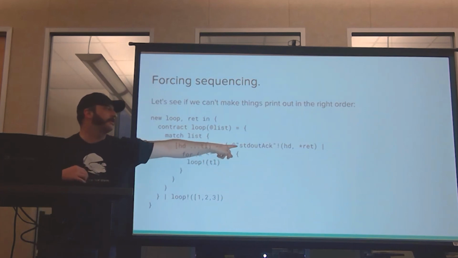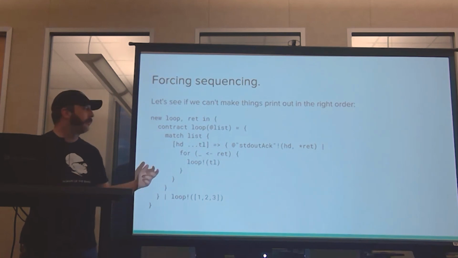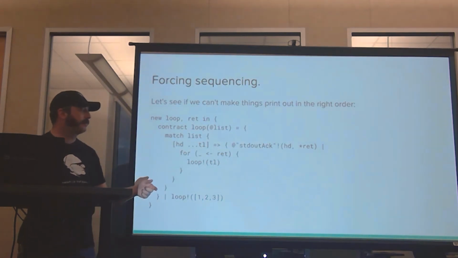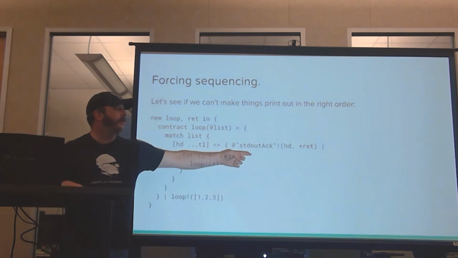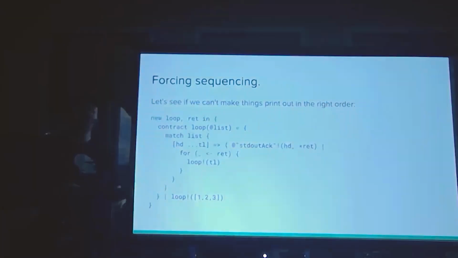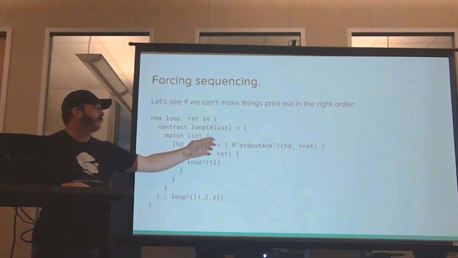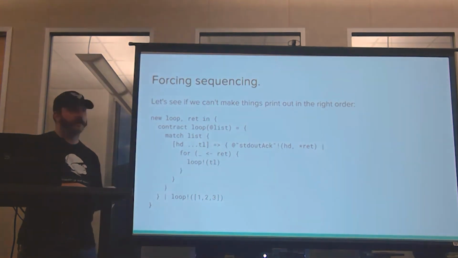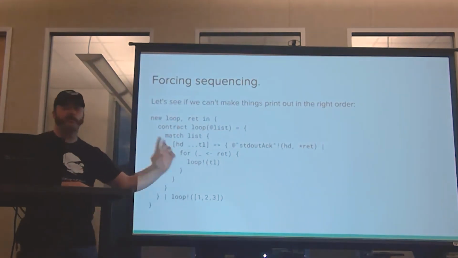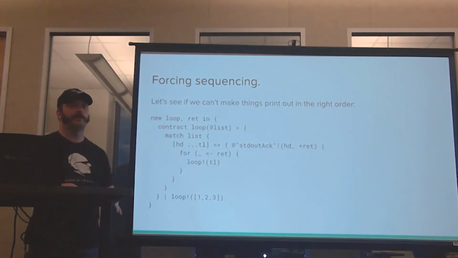And it turns out this is already implemented. There's a standard out ACK. So what it does is it prints the first value, and then after it is done printing, it sends a message on the ret. So here we listen for an arbitrary message from ret. We don't use a binder because we don't care what it is. And then we just loop on the tail. And so this will print 1, 2, 3 every time. And it's guaranteed by the semantics, even if we were actually being non-deterministic.